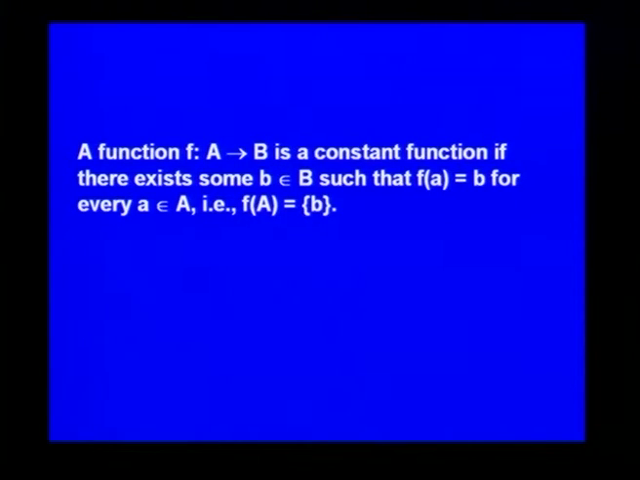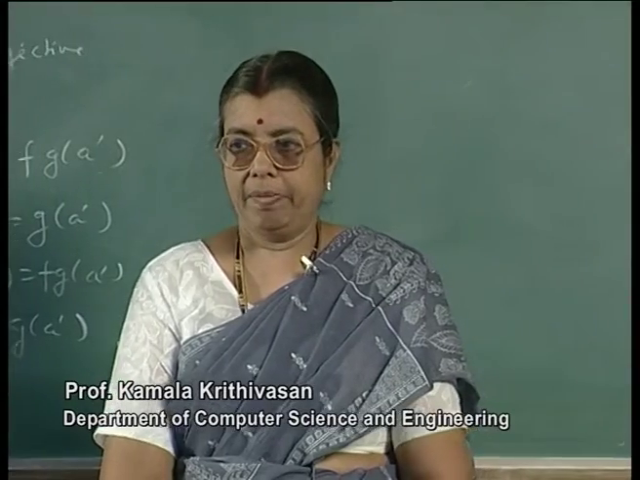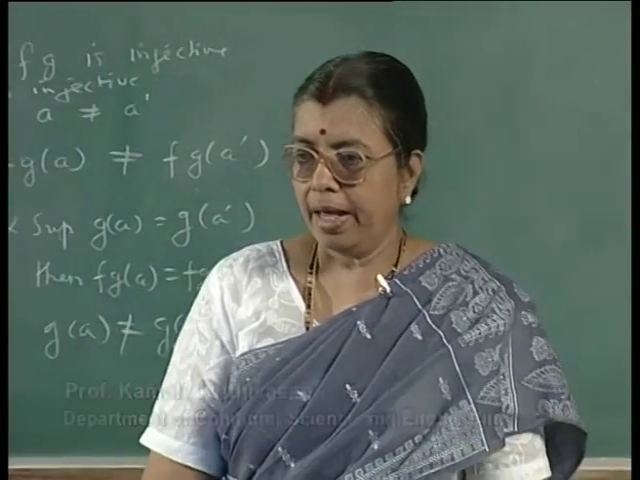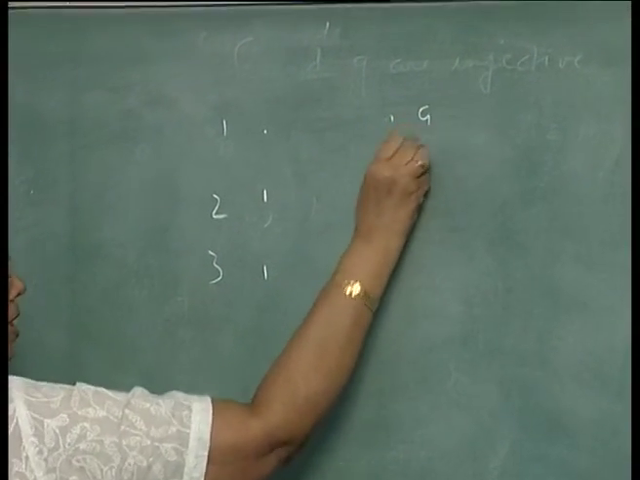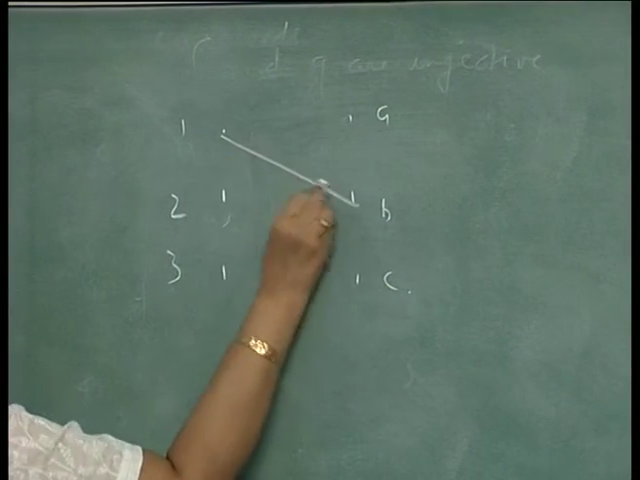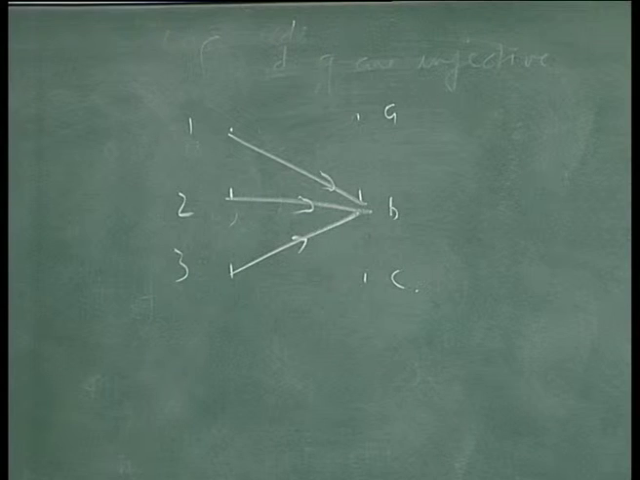Now, we consider different types of functions. These things you must have already seen in your school days, but anyway we will consider them separately here. A function f from A to B is a constant function if there exists some b belonging to B such that f(a) is equal to b for every a belonging to A. Suppose I have, say, 1, 2, 3 and a, b, c. If 1 is mapped onto b, 2 is mapped onto b, 3 is mapped onto b, this is a constant function.